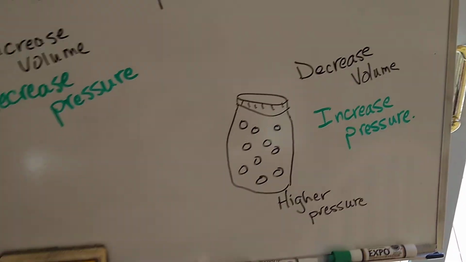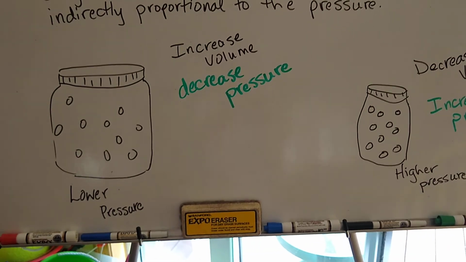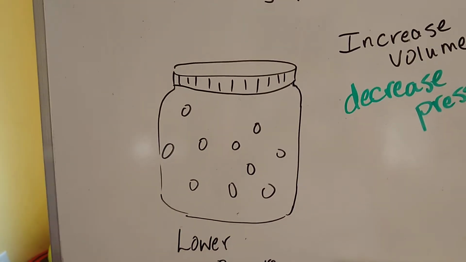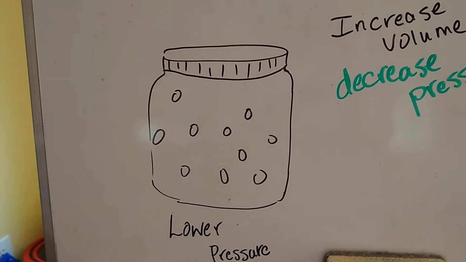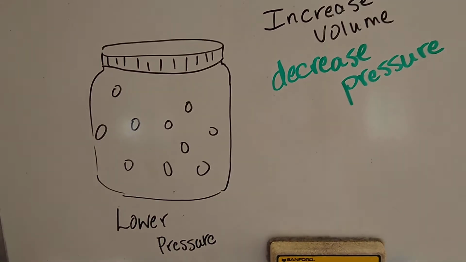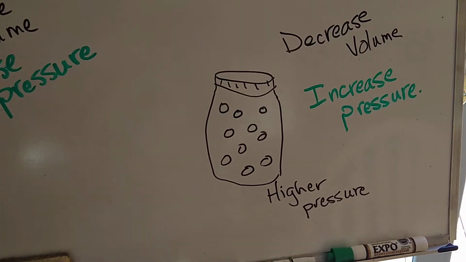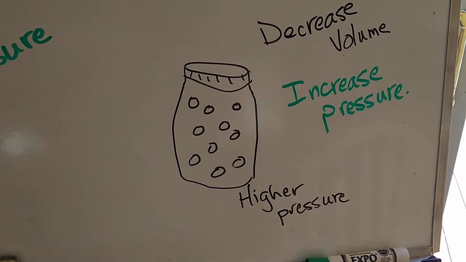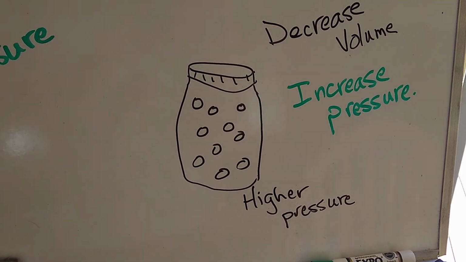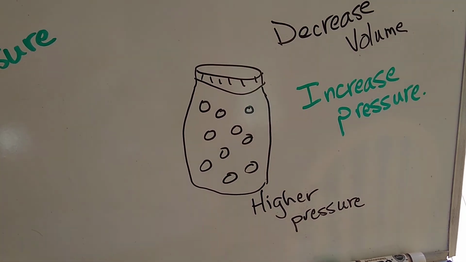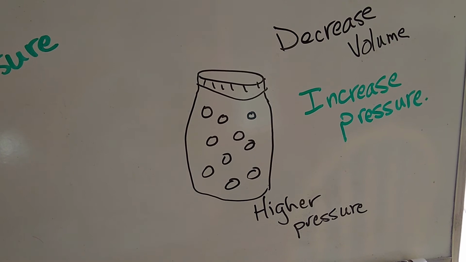So notice in our two containers here, we have the same number of particles, but because there's more space in the larger container, there's fewer collisions. And since there's fewer collisions, you have a low pressure system. And in the small container, there's the same number of particles, but they have less space, so they have a greater number of collisions. A greater number of collisions means an increase in the pressure.